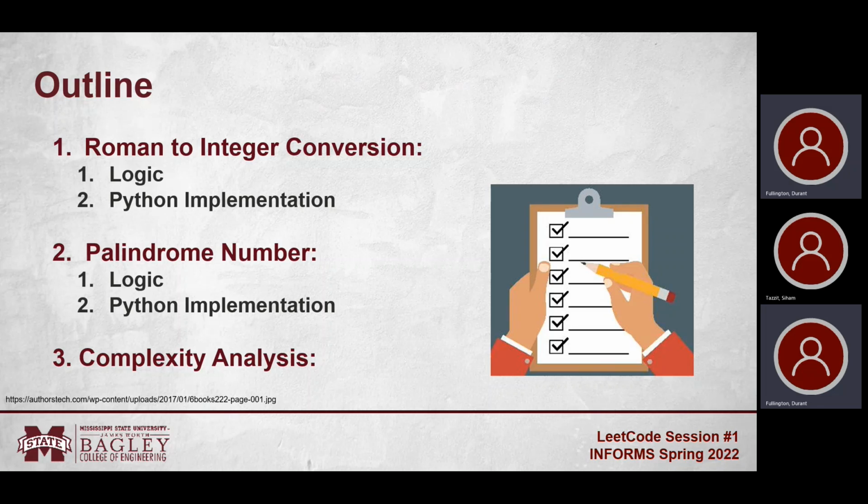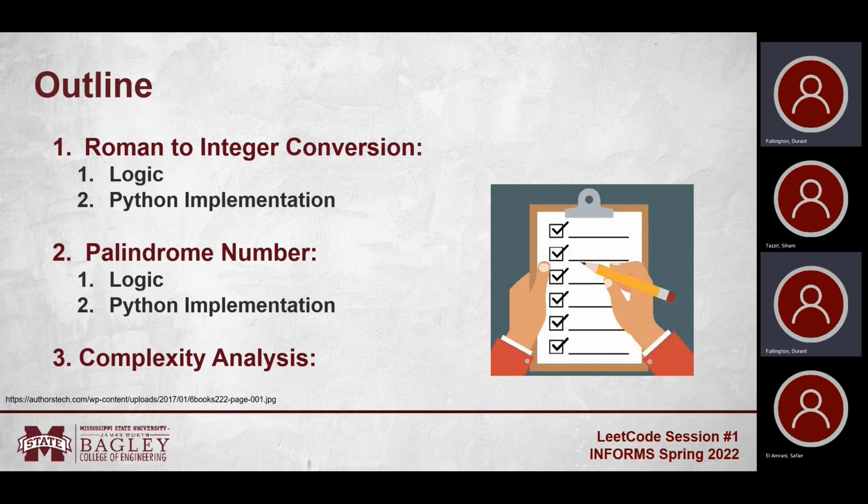From there, we want to discuss the two main problems that we've had this week. The first is the Roman to integer conversion. We'll discuss the logic and the Python implementation for this, and we'll also discuss the palindrome number problem. And we'll break down the logic as well as the Python implementation. And in the end, we'll discuss the complexity analysis, but we're not going to really approach it individually since these problems are very simple and they're very similar to each other. We're just going to briefly overview the complexity analysis itself and look at what these applications are. We're not going to offer much improvement as they are relatively simple, so there's not a whole lot of improvement that can be made here.